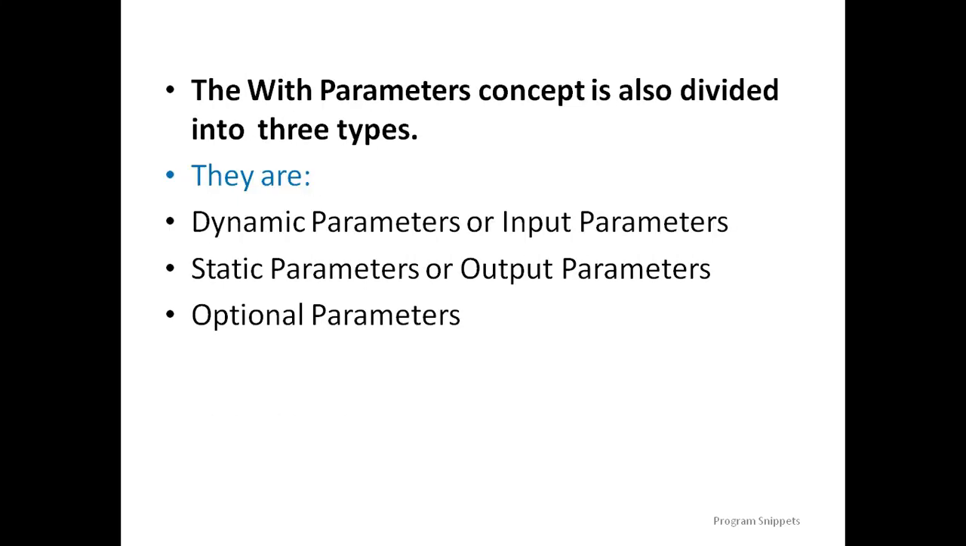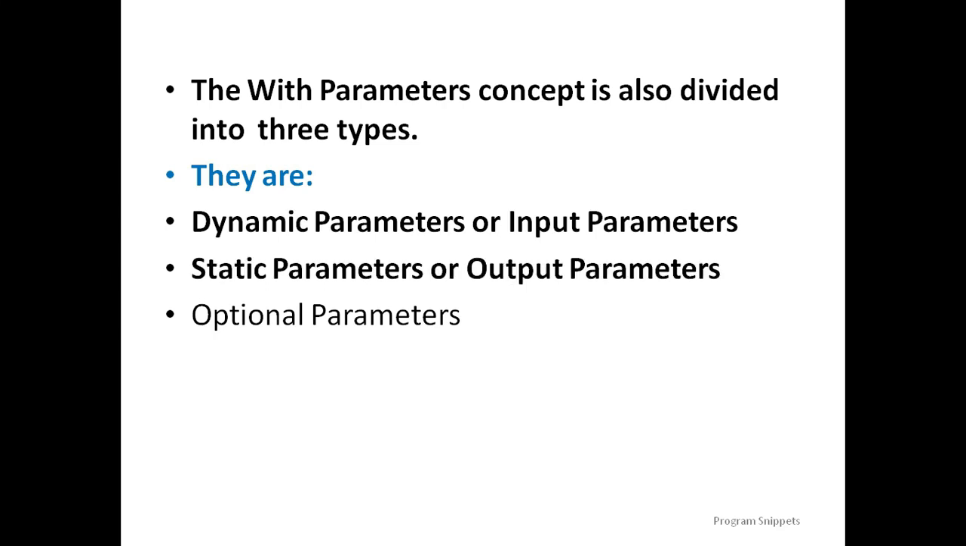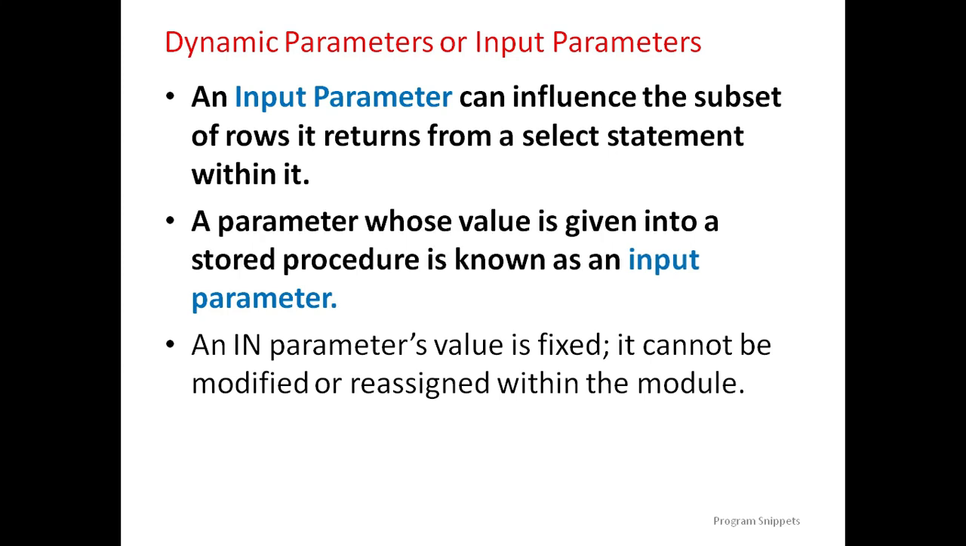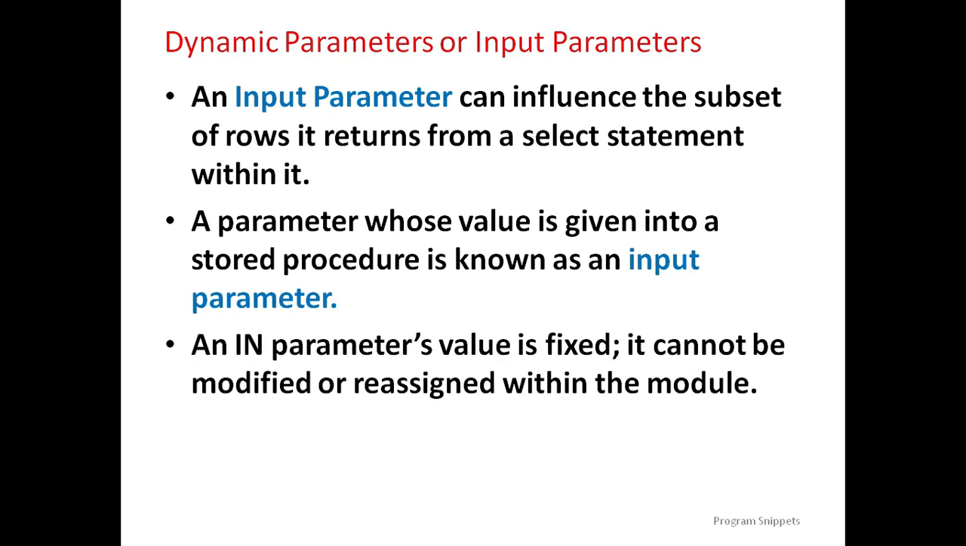The parameter concept is divided into 3 types. First is dynamic parameters or input parameters, then static parameters or output parameters, and optional parameters. An input parameter can influence the subset of rows it returns from a select statement within it. A parameter whose value is given into a stored procedure is known as an input parameter. The IN parameter's value is fixed. It cannot be modified or reassigned within the module.